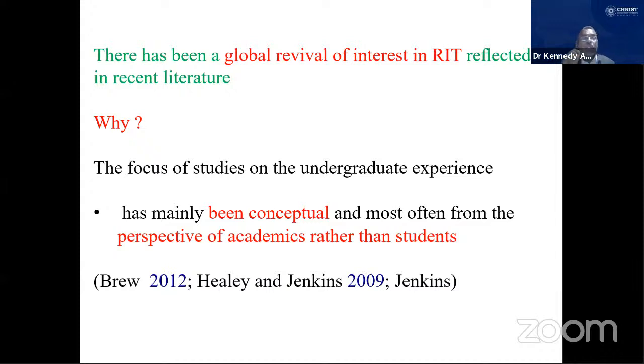Why? Because the focus of studies on the undergraduate experience has been mainly concepts. Nobody wants concepts if they are impractical, it's not good. Fundamentals are required, but then how are these fundamentals operative, functional? Please ask. And most often this is from the perspective of academics rather than the student. I'm giving you the works of Brew, Healy, Jenkins, who have done extensive work on understanding what research-informed teaching is all about.